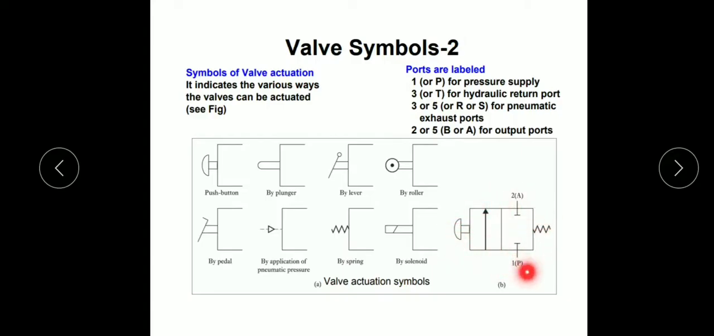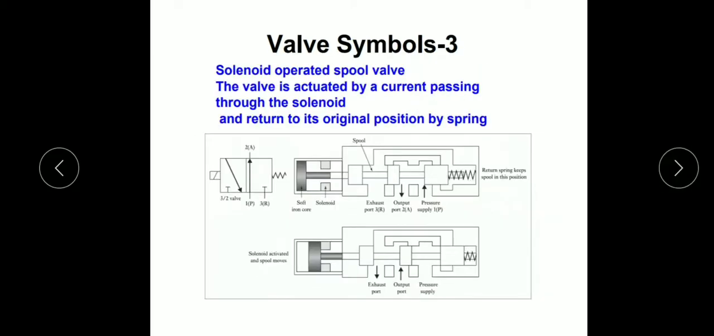It is the initial position where the valve is in the off condition, and this is the second position where flow is allowed. There is a spring for returning the valve to the initial position, and a push button for pressing to direct the flow.